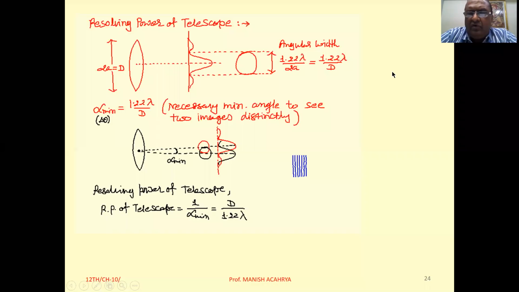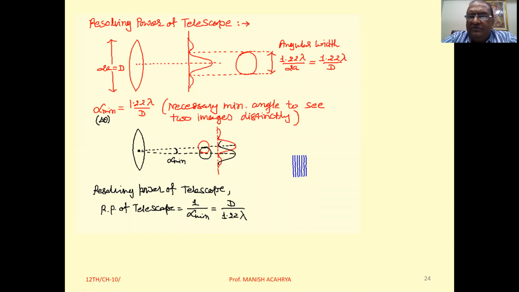Now resolving power of telescope. So first of all, we have to understand the resolving power of any optical instrument means what? Resolving power means the capacity of the optical instrument to observe very close objects as two distinct objects. That is its resolving power.